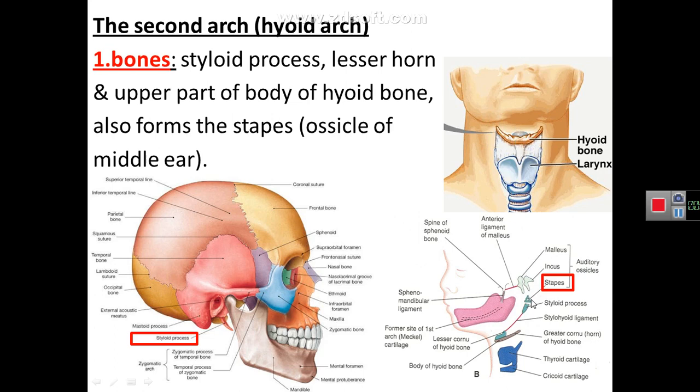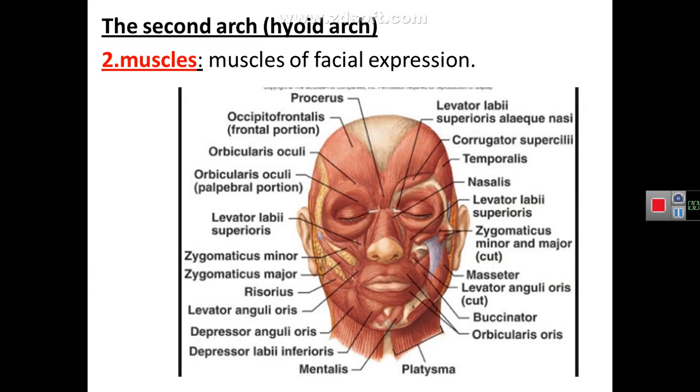Also, the second arch forms the stapes, which is the third bone of the ossicles. We have said that the malleus and incus are bones of the middle ear ossicles formed from the mesoderm of the first pharyngeal arch, and now we can see that the stapes, the third ossicle bone in the middle ear, is derived from the mesoderm of the second arch. Muscles derived from the second arch are muscles of facial expression that are seen in the superficial fascia of the face, and their contraction produces facial expression.